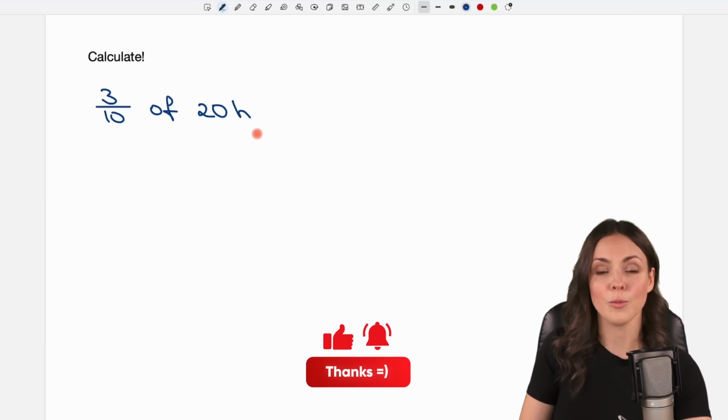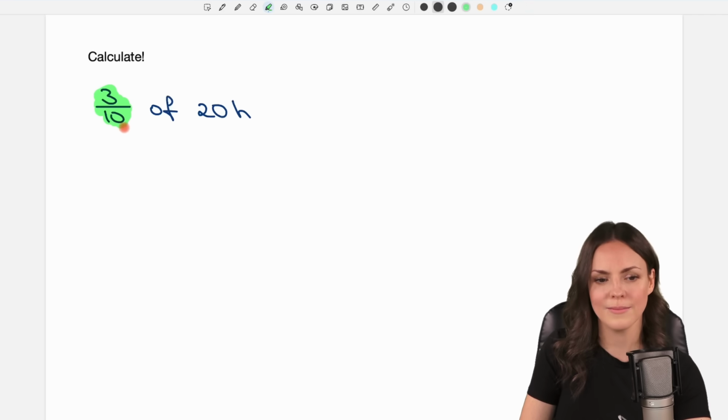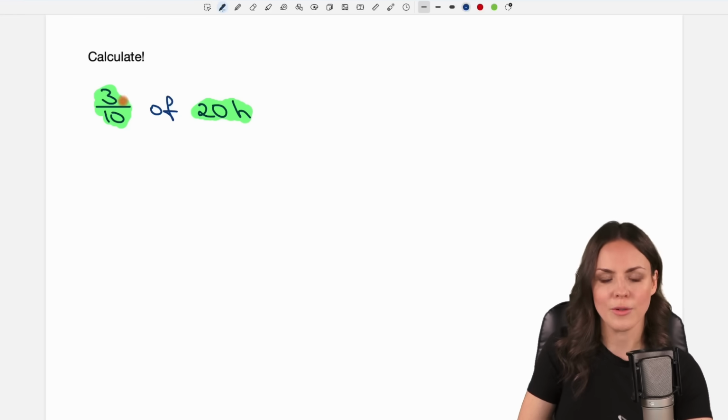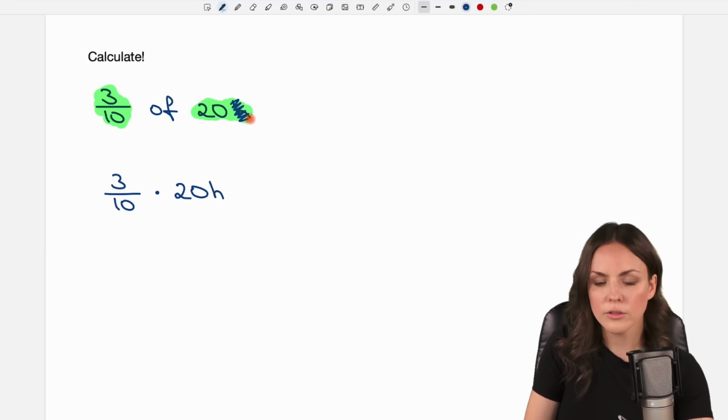Every time you want to find this result, you only have to take the fraction and multiply it by this number here. If you have a unit, you take your unit with you. So in our case, we have the 3/10, and we always multiply it by the 20 hours. If you don't have a unit, then you don't have a unit here as well. Then you only take the number, but as soon as you have a unit, take it with you.